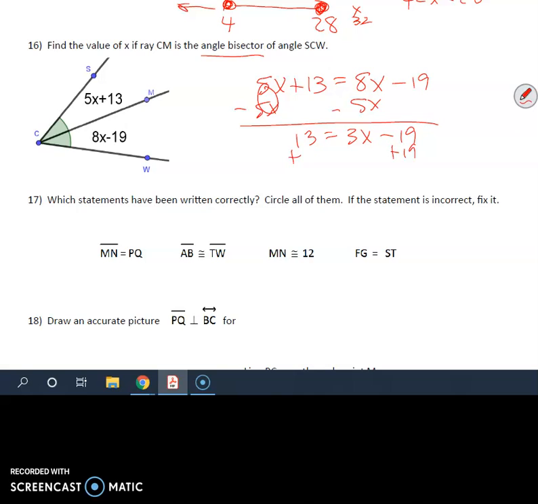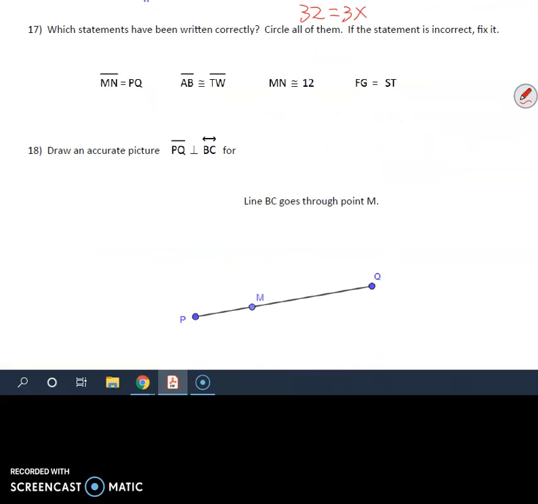Add 19 to both sides. So I'm going to have 32 equals 3x. And then if I divide both sides by 3, x is going to be 32 thirds. So about 11. It's actually 10 and 2/3, or 10.6 repeating as a decimal number. But again, I prefer that we keep these things as fractions and not repeating decimal numbers.